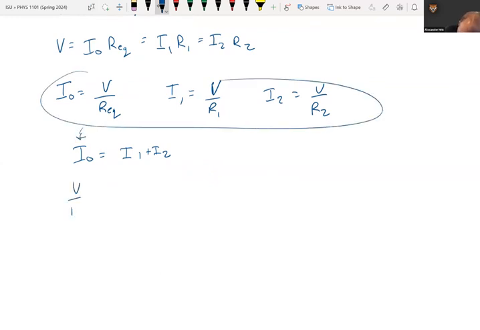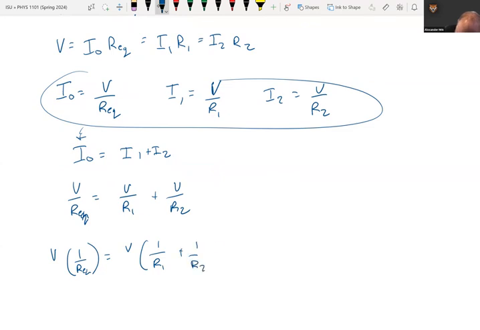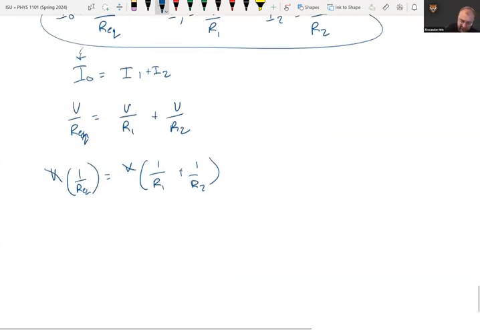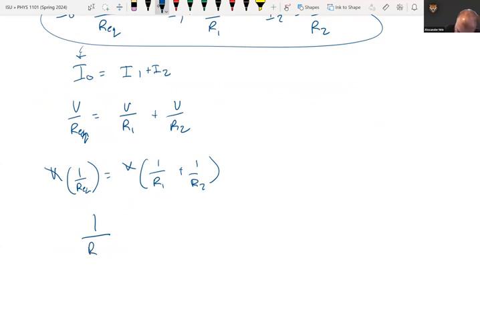So we get V over R equivalent, that was I0, is equal to V over R1 plus V over R2. And the idea is that we can factor out a V on both sides. So we have V times 1 over R equivalent is equal to V times 1 over R1 plus 1 over R2. And the V's then cancel. And this, as a reminder, is just what we got as our combination rule right there.